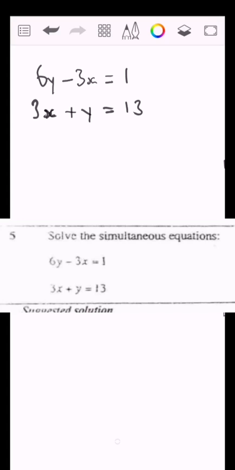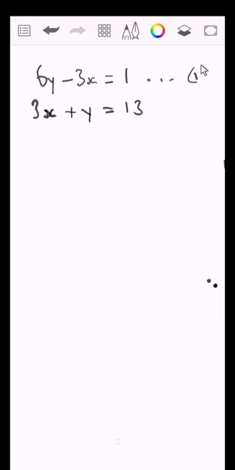6y minus 3x is equal to 1. 3x plus y is equal to 13. So we are going to mark this as equation 1. And this becomes our second equation, equation 2.